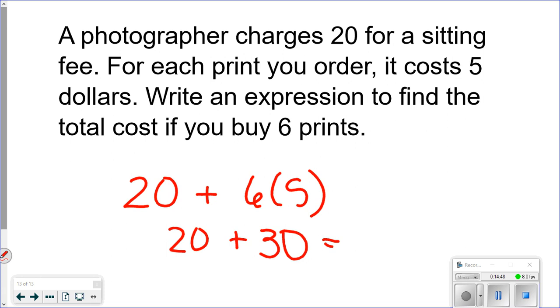A lot of people think it costs $20 then for every single print. That's not true. A lot of times when they say a flat fee or fee, it's only paid one time. So for this it would be just $50. So don't think that everything has to be multiplied by something in your problem.